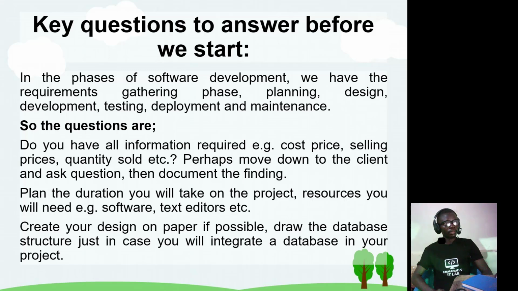Now, in the phases of software development, we have the requirements gathering stage, the planning, design, development, testing, deployment, and maintenance. So the questions are, do you have all the information required before we start this project? So that is an example, the cost price, the selling price. What do you expect to change? Because you can't develop this project expecting it to work for 100 years. You must prospect any changes.